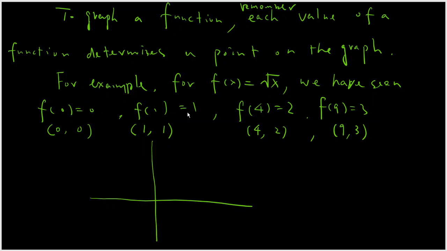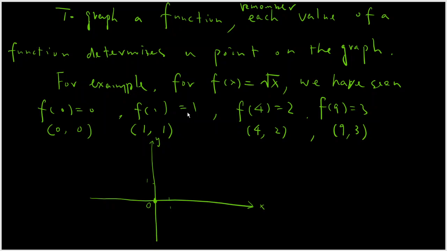Each value of the function determines a point on the graph. Okay, 0, 0. Point 0, 0 is here. I'm just going to make them bold. Now let's say 1 is here. So 1 is here, right? The origin is here. So do not forget the terms. The point of intersection of two axes is called the origin. Horizontal axis is x-axis, right? Vertical axis is the y-axis. So that's a term. So that's how we communicate.